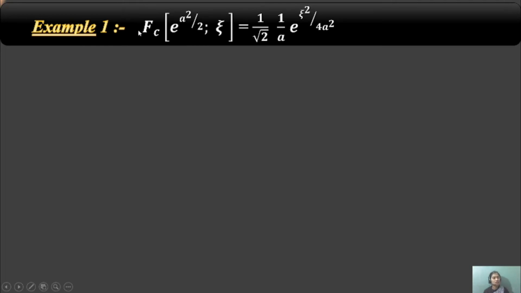Example 1: the Fourier cosine transform of e to the power minus a square t square upon 2 at xi equals 1 upon square root of 2a times e to the power minus xi square upon 4a square. This is the left hand side, this is the right hand side. Considering the left hand side, the right hand side will be proved. Okay, let us get started with the proof of this solution.